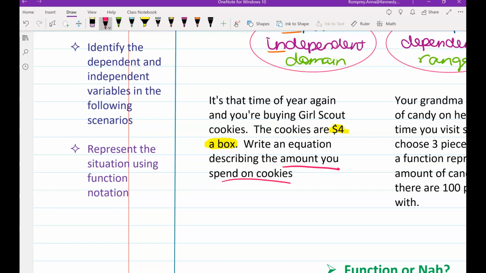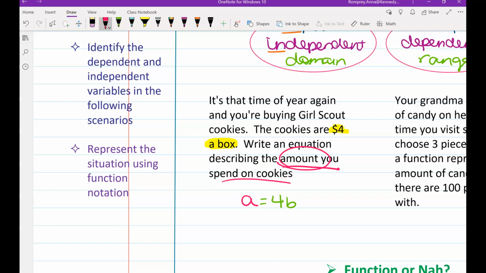Okay, so what are cookies? $4 a box. So how do we represent $4 a box? 4B, $4 a box. And $4 a box tells us what? Tells us the amount that we're spending. So that equals A. Quick and easy. Now look here, it says represent the situation using function notation. So this is an equation, A equals 4B.